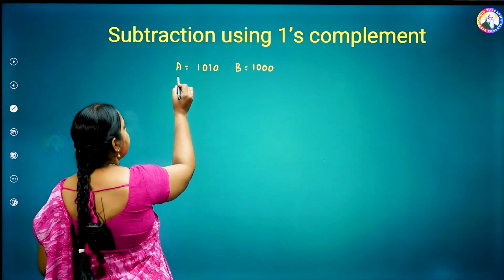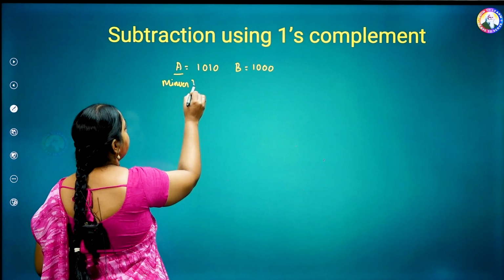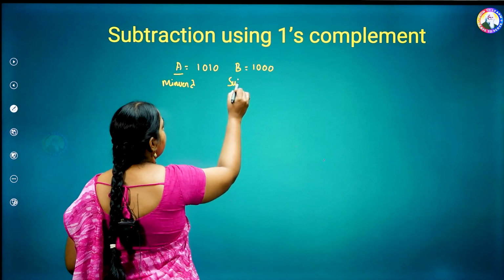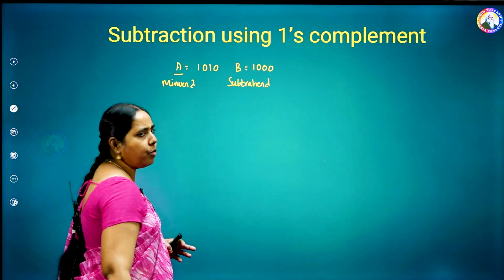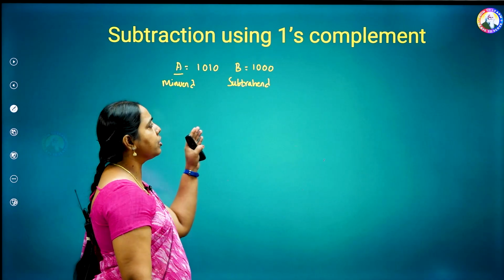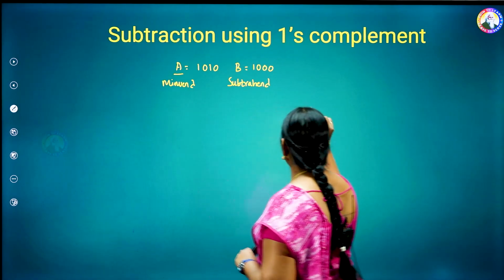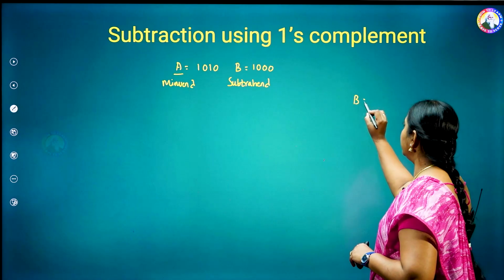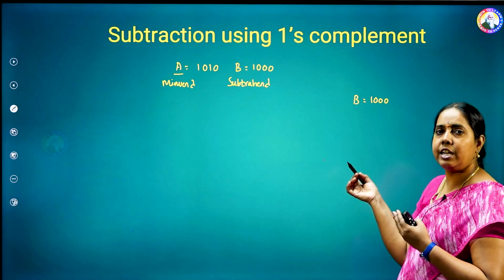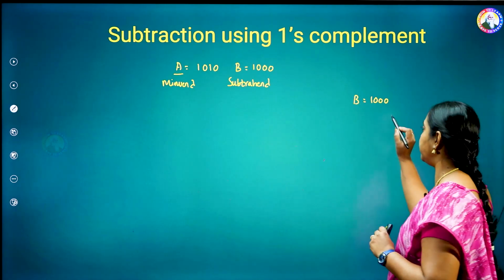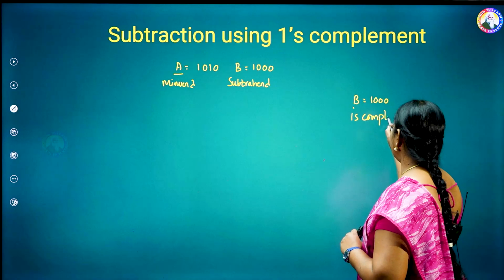Here A will be called the minuend and B will be called the subtrahend. So what is the procedure? I need to take the ones complement of the subtrahend first. B is equal to 1 0 0 0. This is the subtrahend, so first I need to take its ones complement.